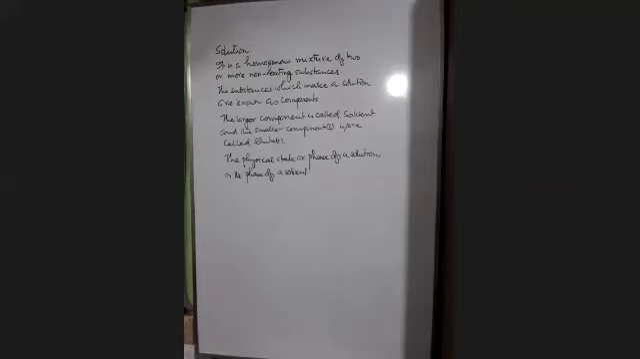Now see here. If a solution contains two components, what does that mean? The solvent is always one, and there is only one type of solute. That type of solution is called a binary solution, for example sugar in water or salt in water.